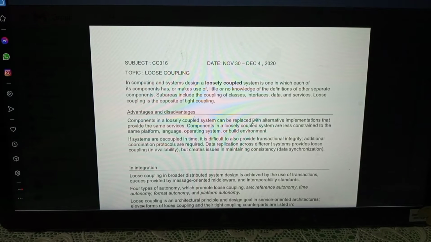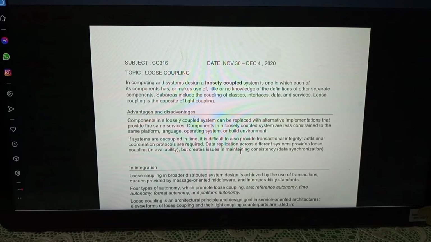So, advantages and disadvantages. Components in a loosely coupled system can be replaced with alternative implementations that provide the same services. Components in a loosely coupled system are less constrained to the same platform, language, operating system, or build environment. If systems are decoupled in time, it is difficult to also provide transactional integrity. Additional coordination protocols are required.